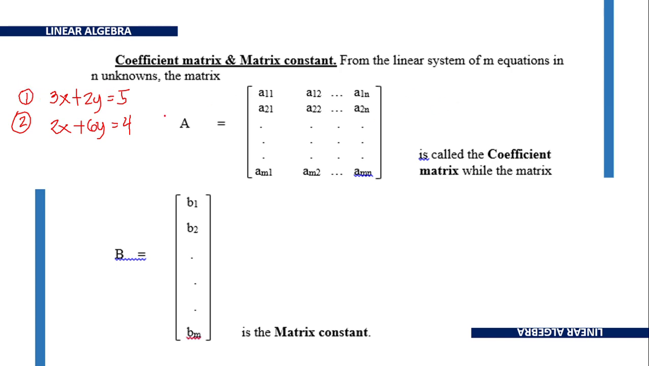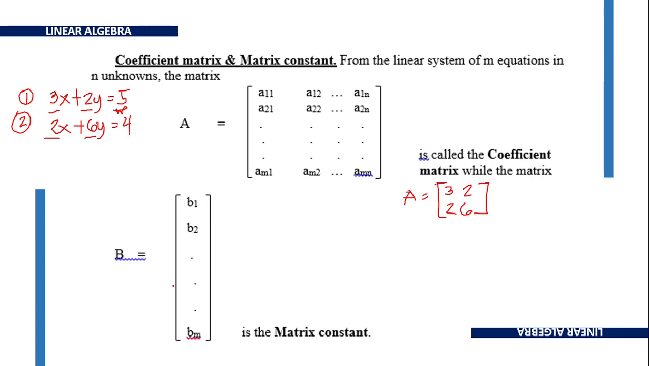So, ganito lang yung mangyayari. We have A is equal to, kukunin lang natin yung mga coefficient niya. Ayan. Sorry, hindi pala ito kasama. So, coefficient matrix. Yung coefficient lang. So, we have 3, 2, 2, and 6. Okay? So, this is our coefficient matrix.